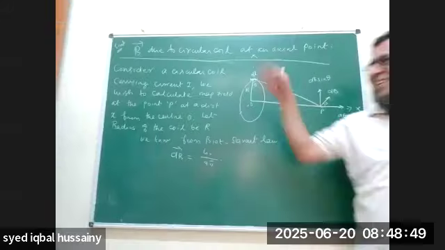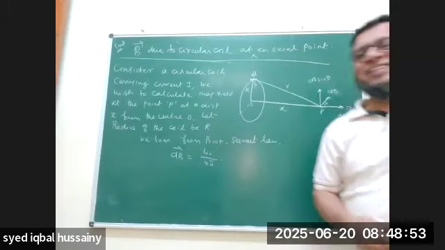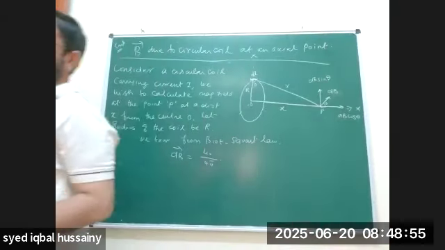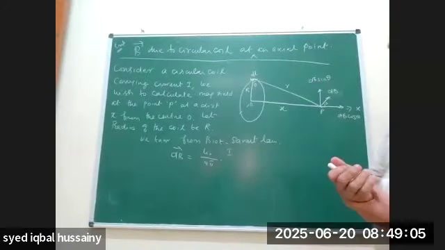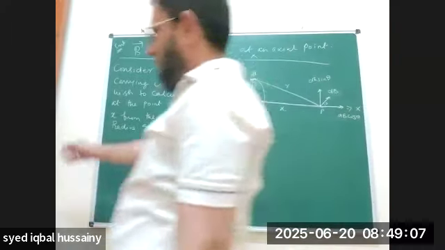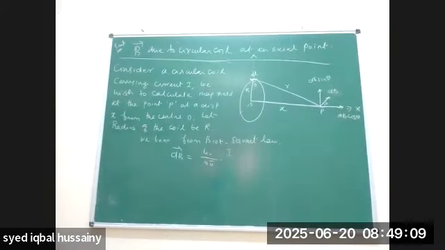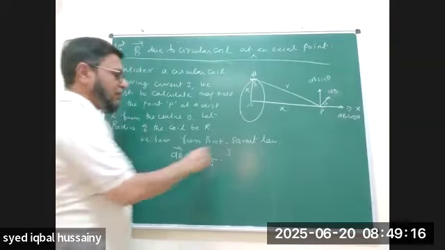Mu naught. Good morning. Hello sir. Please come, sir. Okay. dB vector equal to mu naught by 4 pi. Umer is not in the class. Zahid, say the vector form, mu naught by 4 pi.